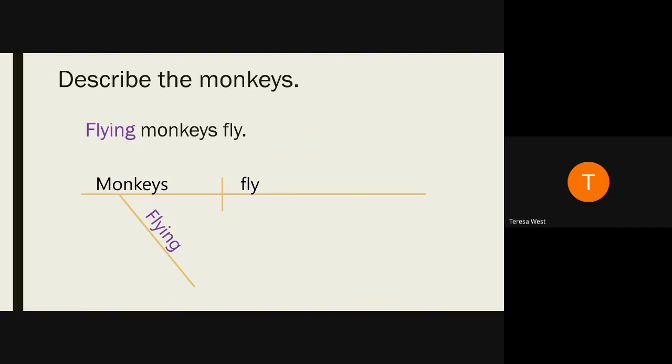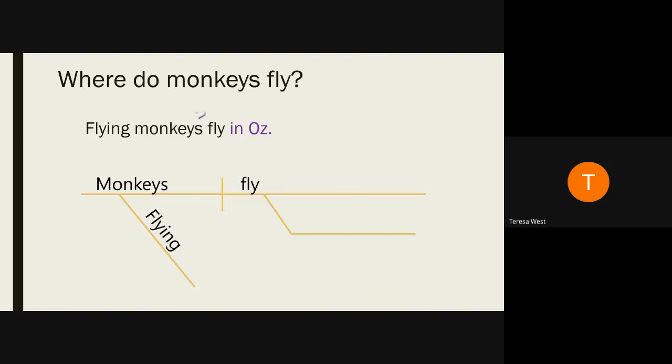Flying monkeys fly in Oz. So where do they fly? They fly in Oz. Remember what I just said. How, when, and where describe the verbs. So where do monkeys fly? In Oz is going to come out, off of fly. Remember the prepositional phrase. In, the preposition always goes on the diagonal, and then our noun, Oz, is always going to go on our horizontal line. So the first part of the sentence is the same. Flying, describing monkeys. Fly is our verb. In Oz is our prepositional phrase.